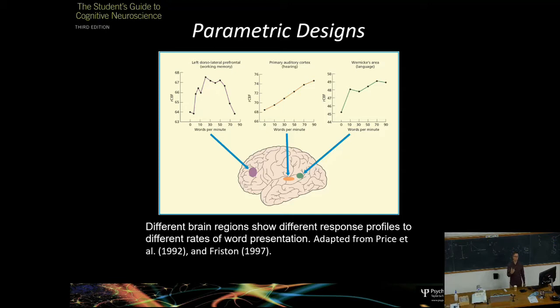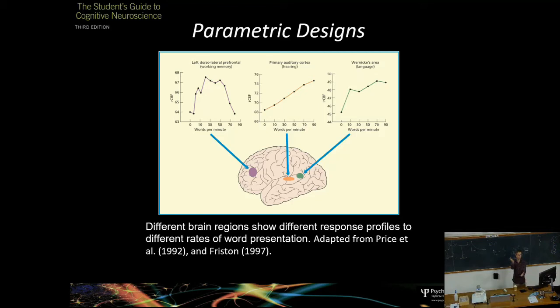So sometimes it goes really fast, and sometimes it goes really slow. And what you find here is that you've got three different regions of the brain involved in processing words, but they should all show very different patterns. This particular part of the brain, your auditory cortex, responds when you're hearing words, but in a graded fashion. So the more words you've got, the more it responds.